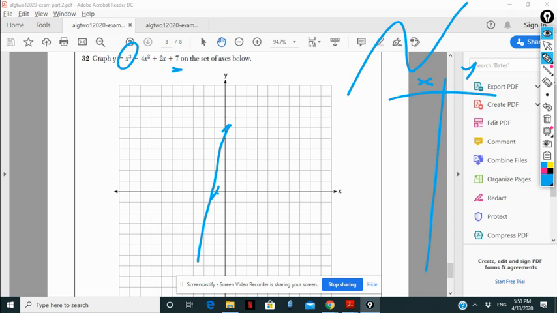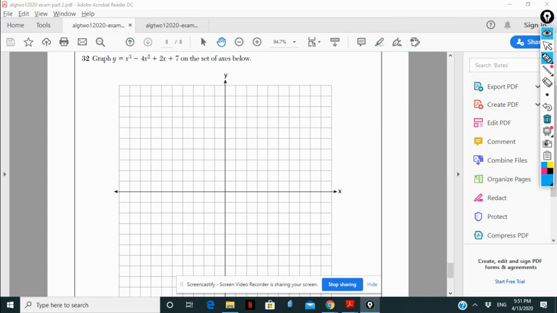Let me see the next step. Yes, submit. And it's going to the top a little bit and going down. It's going to be like that shape. And we can get this graph from the calculator.